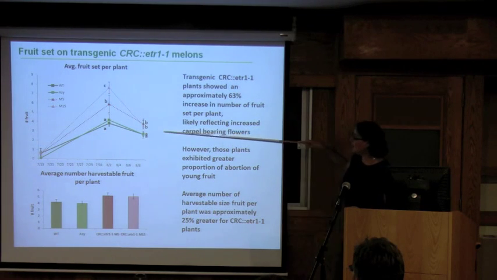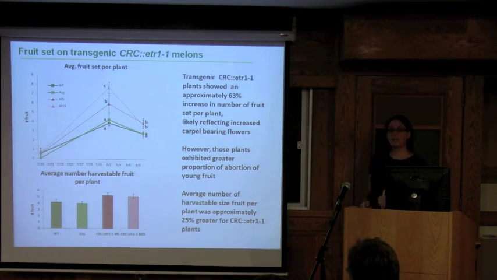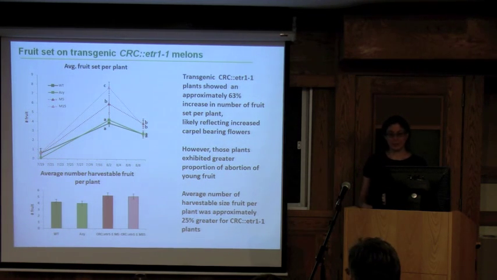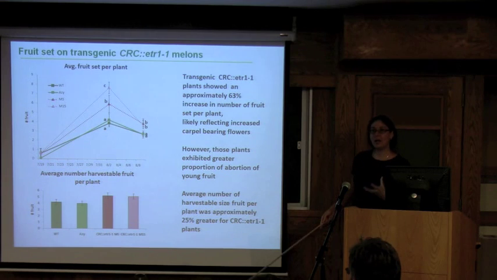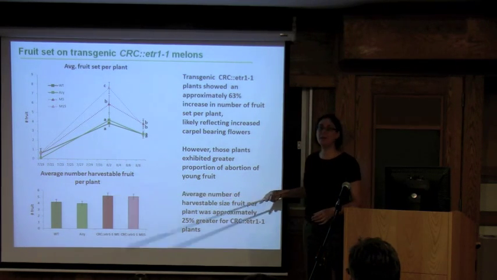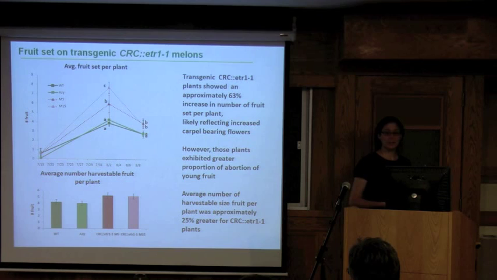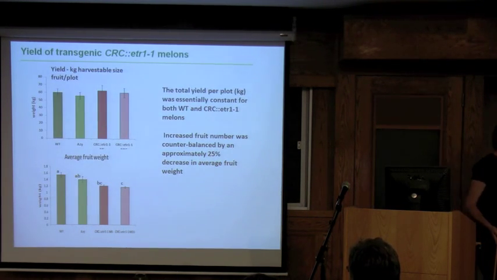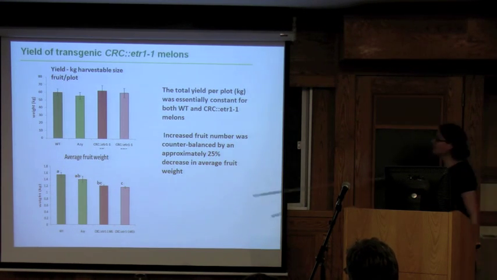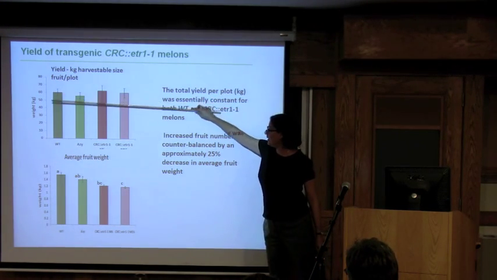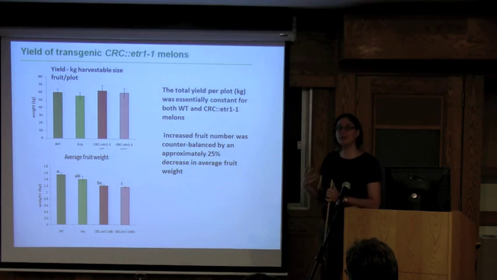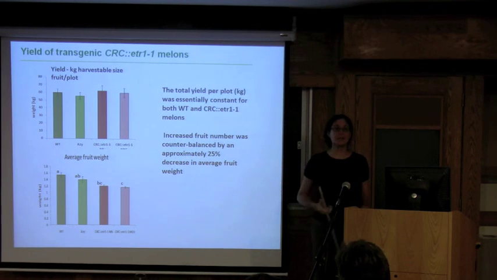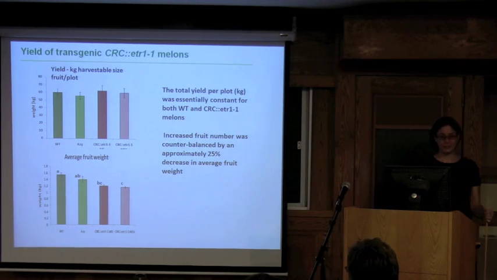but that decreased as we went through the season, likely reflecting increased abortion of these young fruit. At the end, when we got to harvest-sized fruit, there was only about a 25% increase in the transgenic lines relative to wild type. If we looked at harvestable yield per plot, it was essentially constant across all of the lines. And what we see is that that increased fruit number was counterbalanced by an approximately 25% decrease in the average fruit weight for these melons.